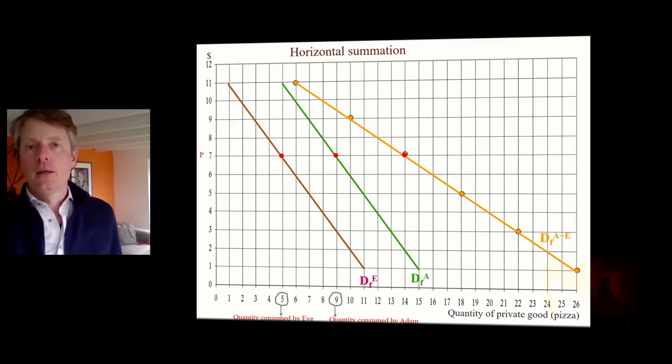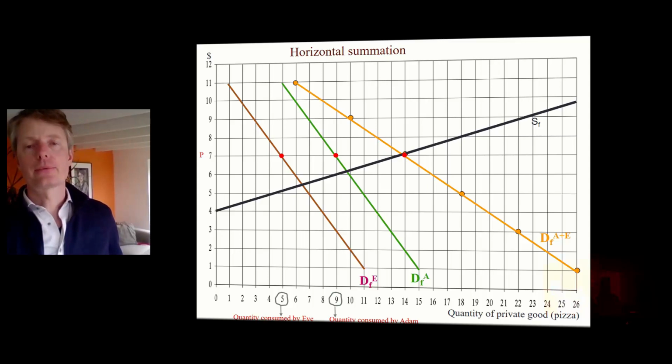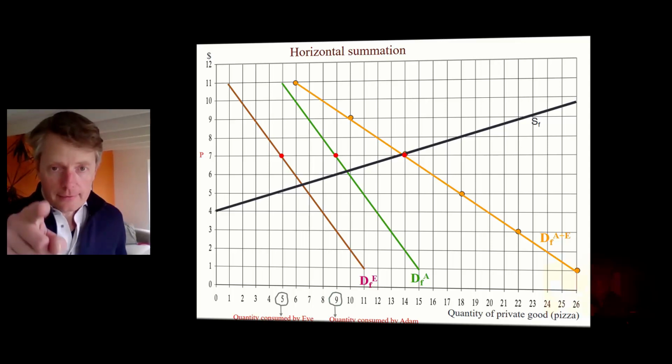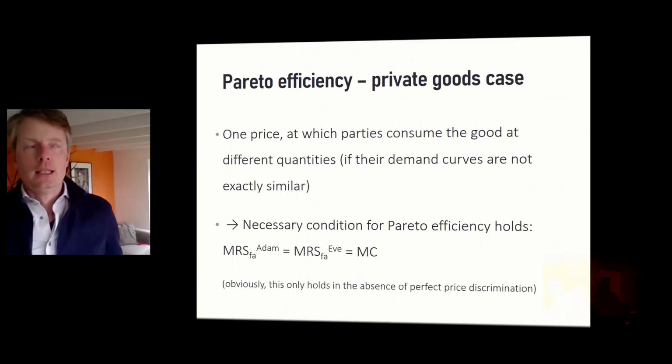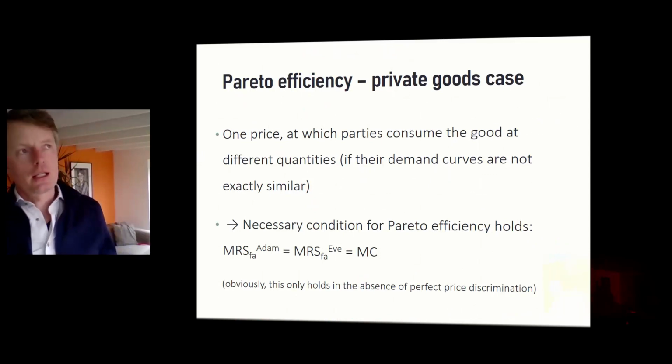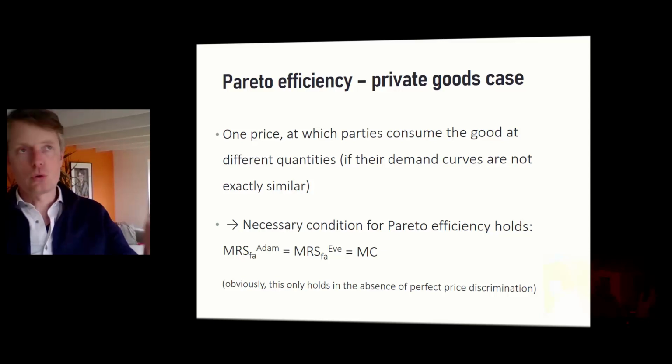And then to derive the optimal level of provision of the private good, we also draw the supply curve, and where those two cross, that is the optimal provision of the private good, which is at a quantity of 14 and a price of 7. Okay, so that is the private goods case, right? For private goods, it holds that for any price, consumers can demand different quantities, and at the Pareto optimal outcome, so after all the trading and also possibly changes in production, the marginal rate of substitution of Adam is equal to the marginal rate of substitution for Eve, and then we set that equal to the marginal costs.